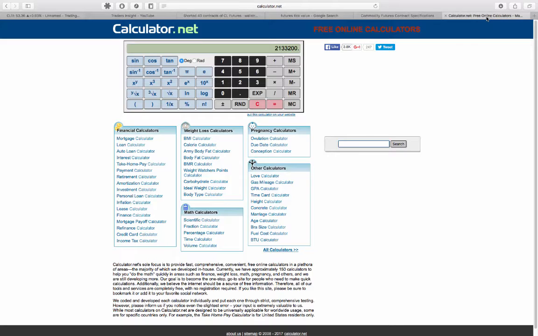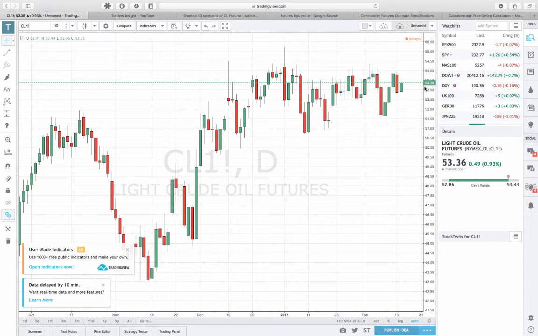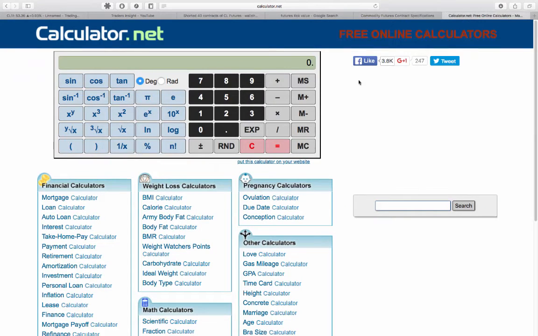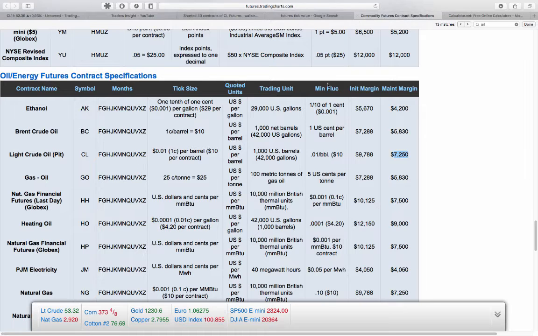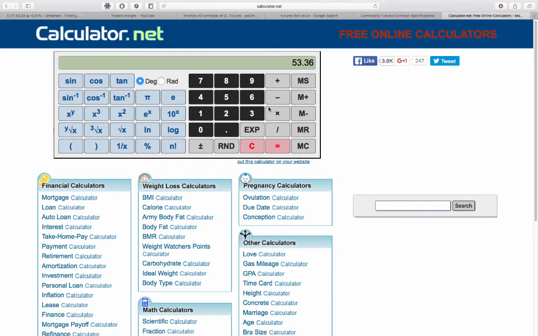So coming back, if we use our fancy calculator here, and we take the price right now of oil, which is 53.36, and then remember, each contract represents 1,000 US barrels. So this is the price right here of 1 barrel of oil. We take this price, we multiply it by 1,000, which gives us 53,360, which is the notional value per one contract of the futures right now.